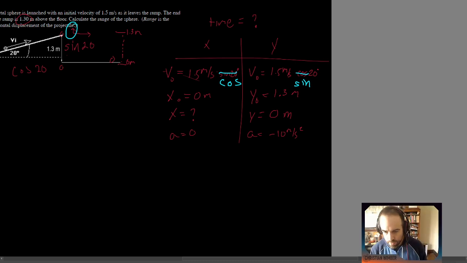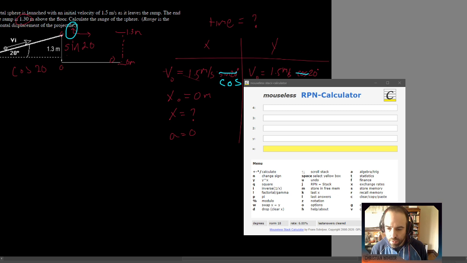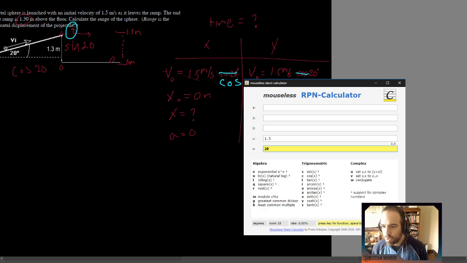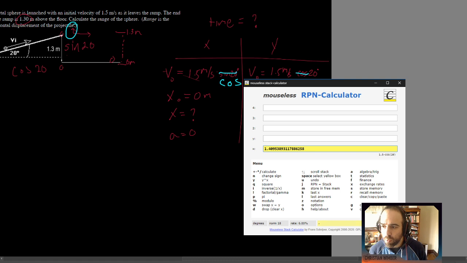Now, let's see, do I have it? Yep, here's my calculator. So if I'm going to go ahead and do the calculator, we know that the horizontal is 1.5 times the cosine of 20. So I get 1.41, if you're okay with that rounding. So this is 1.41 meters per second.